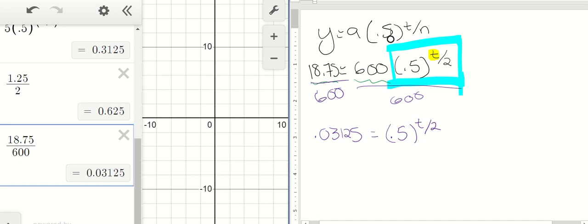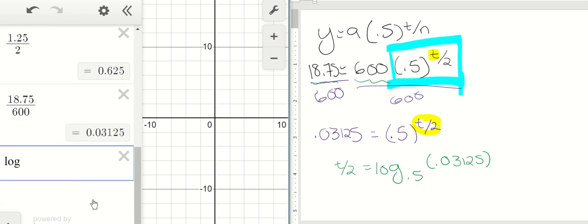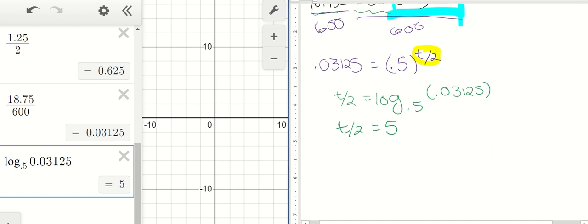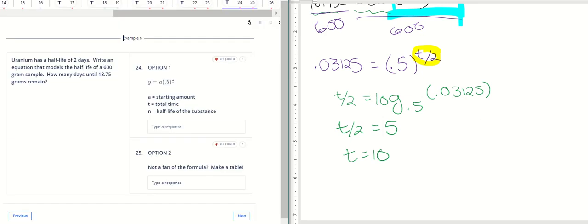Now, we know to get an exponent by itself, we rewrite it as a log. So t over 2 is our exponent, equals log. The base is 0.5, and we're finding it of 0.03125. So we can type that in our calculator, log base 0.5 of this guy right here is 5. So t over 2 is 5. And we can finish, how do we undo division by 2? Multiplying, so t equals 10. So the amount of time in days is 10. It will take 10 days in order for it to go from 600 to 18.75.